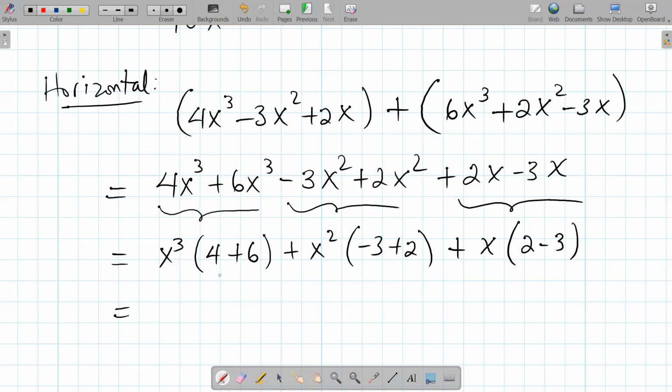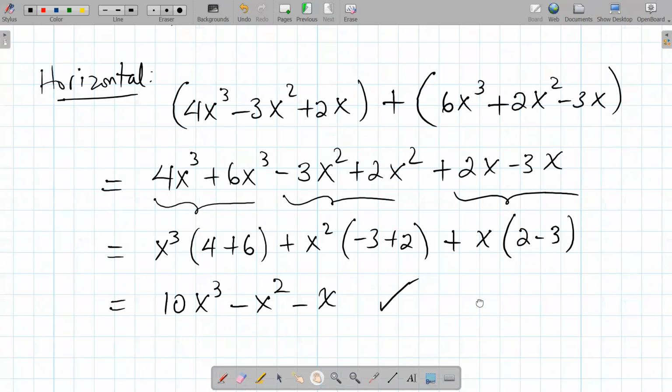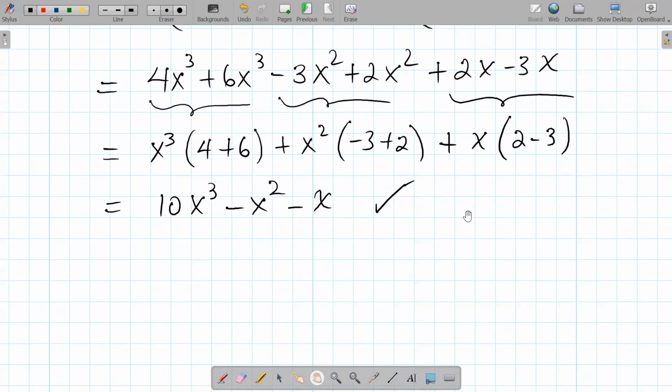which means that this is giving you 10. And normally numbers are written before variables, so that will give me 10x cubed. Negative 3 plus 2 is negative 1. Negative 1 times x squared is negative x squared. Here is also going to give me negative 1 times x, which is negative x. And you are all set. This is how you do it. You want to write it in horizontal form or vertical form, whichever form is given to you, you should just go ahead with it.